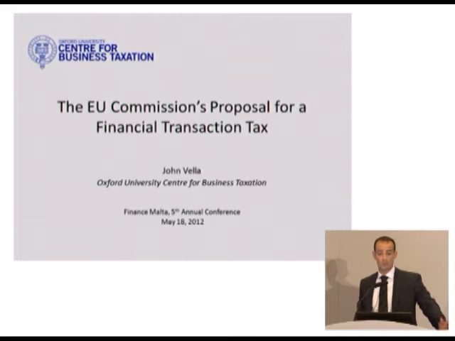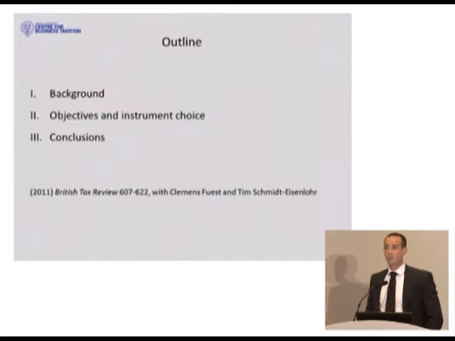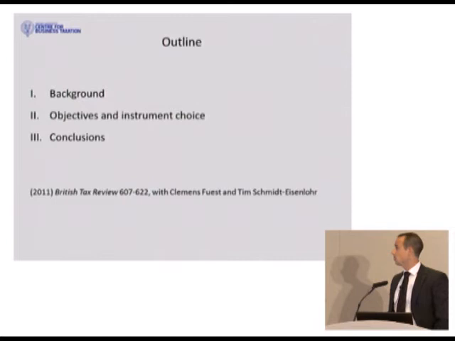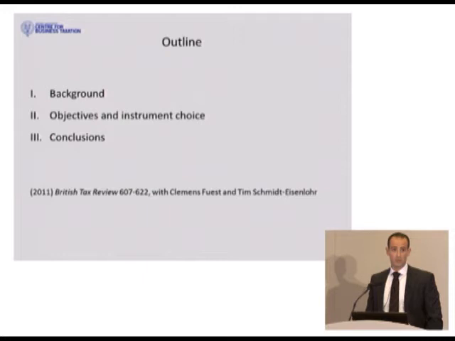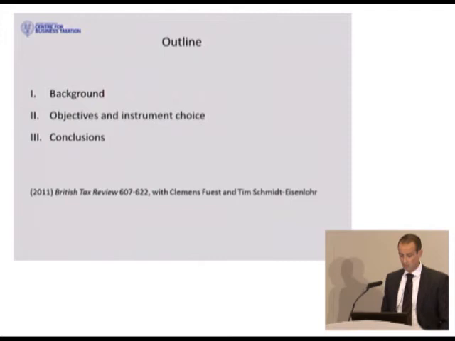Okay. So here's an outline of my presentation. I'll start with some background, just to put the proposal in its proper context. Then I'll get to the meat of the presentation, which, as I said, deals with the objectives and instrument choice, and I'll end with some conclusions. And much of what I'll say today is based on a paper I wrote with two colleagues of mine, economists from Oxford, Clemens Fuest and Tim Schmidt-Eisenlohr.